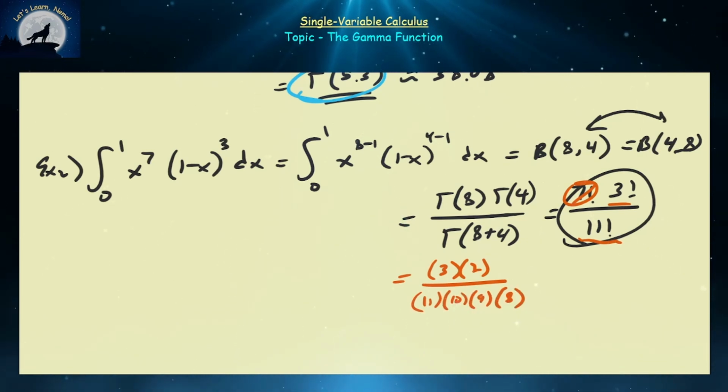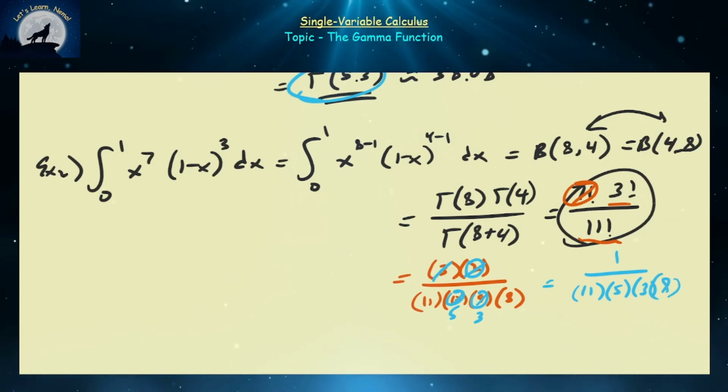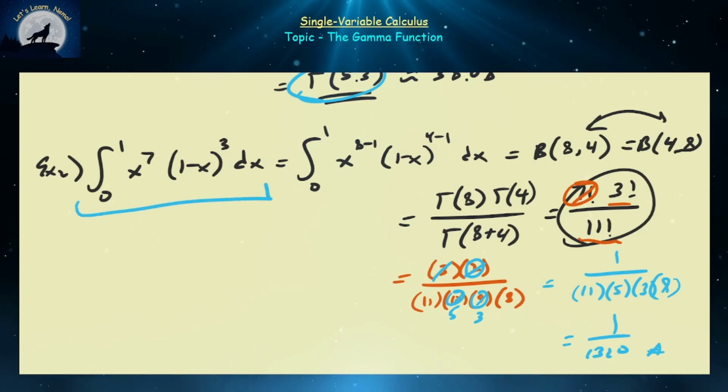And what are we going to have here? So 2 can cancel with the 10, leaving us with 5, and 3 can cancel with the 9, leaving us a 3 on the bottom. So that's just going to be left with 1 over 11 times 5 times 3 times 8, which is just 1 over 1320, right? So that's the analytical value of this integral that we got from the beta function and then that gamma beta identity that we presented a little bit ago.